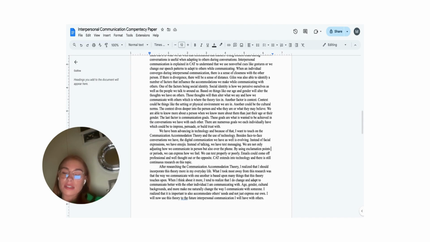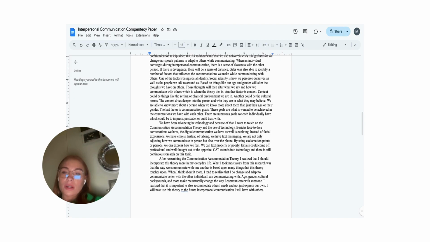Interpersonal communication is explained in CAT to understand that we use nonverbal cues like gestures, or we change our speech patterns to adapt to others while communicating. When an individual converges during interpersonal communication, there is a sense of closeness with the other person. If there is divergence, there will be a sense of distance.